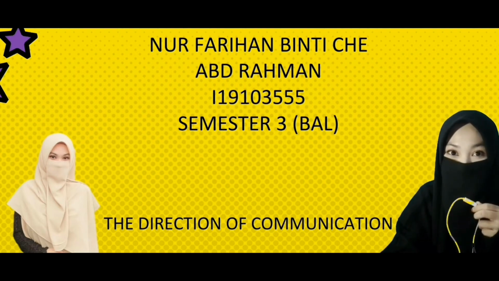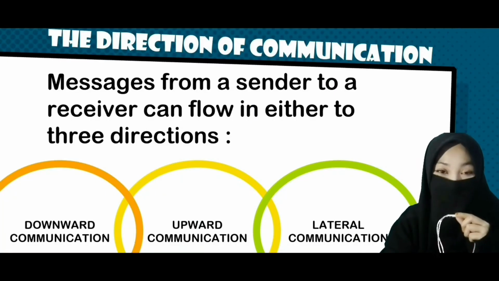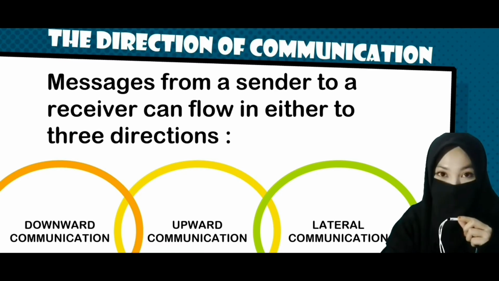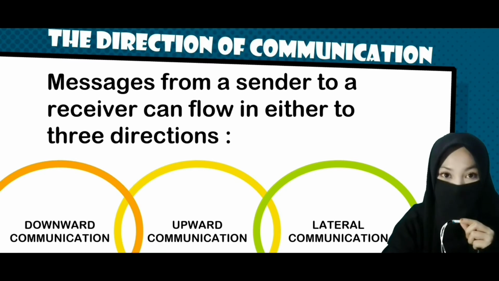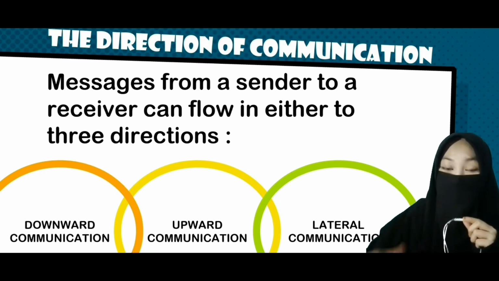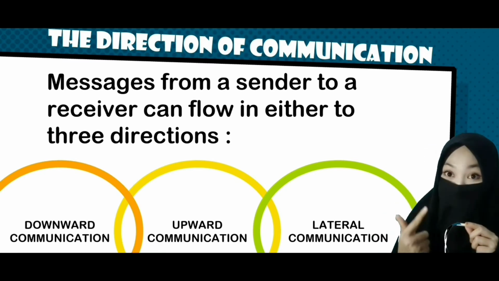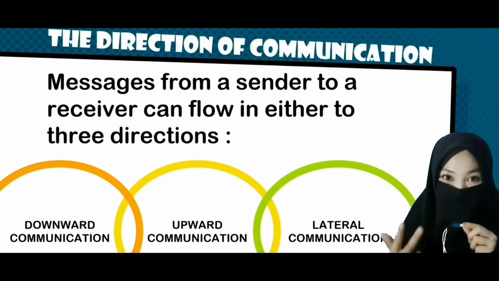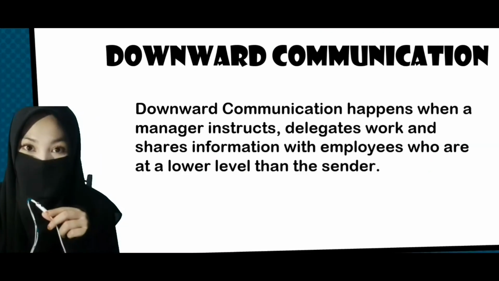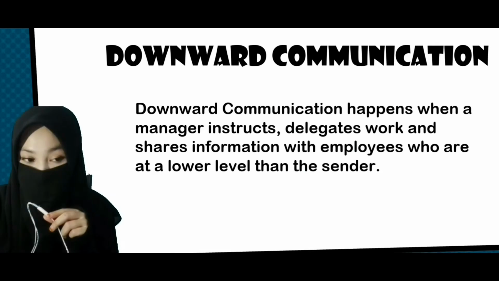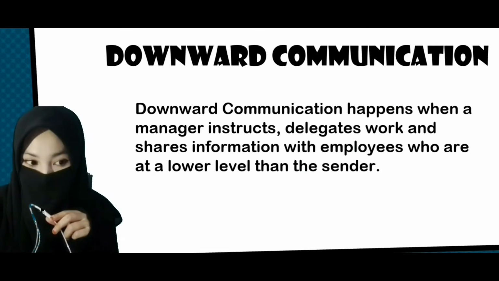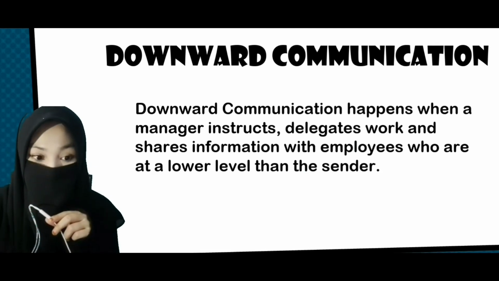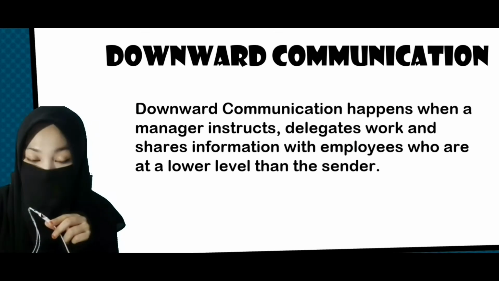Today, I will talk about the direction of communication. The direction of communication, message from a sender to a receiver, can flow in three directions, which are downward communication, upward communication, and lateral communication. Downward communication happens when a manager instructs, delegates work, and shares information with employees who are at a lower level than the sender.